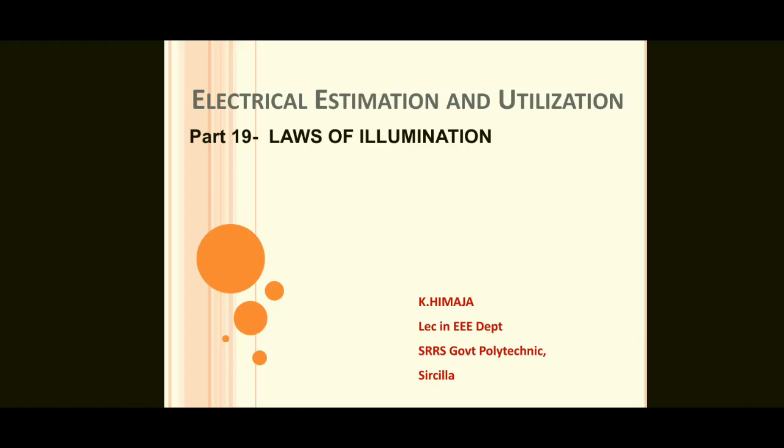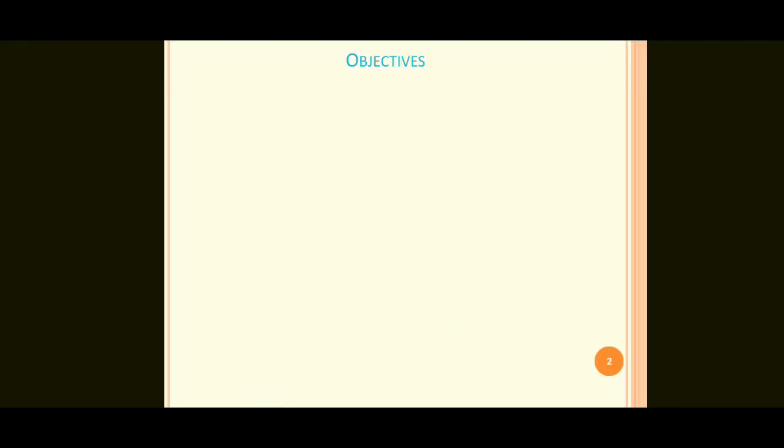This part 19 presents the laws of illumination in electrical estimation and utilization of chapter 4. In the last class, I covered the different problems in illumination. Today, the laws of illumination is the objective of PPT 19, part 19.